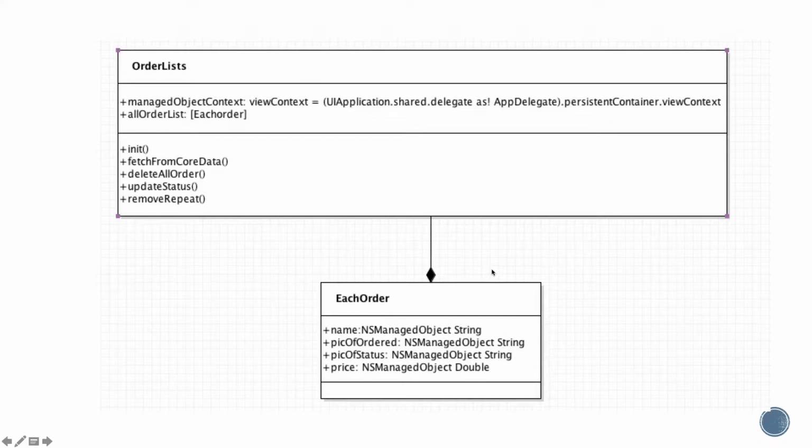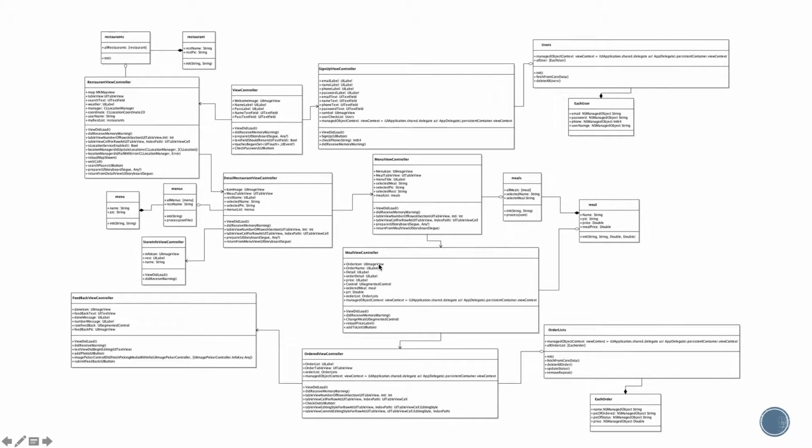Finally, once you place your order, all the food will go to the order list, right? And then each food will be updated into each order, and then each order will be stored in core data. Because once you close the app and open it again, you can see what you ordered before, right? So that's why I'm using core data to store all the data here. And then this is my overview, the overview of my class diagram.